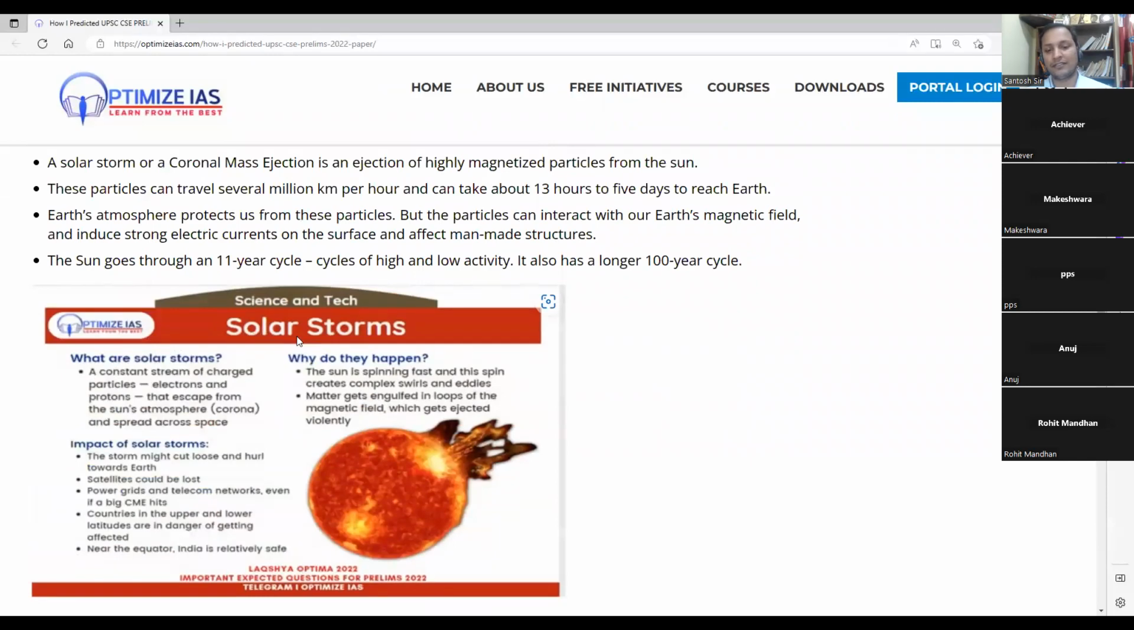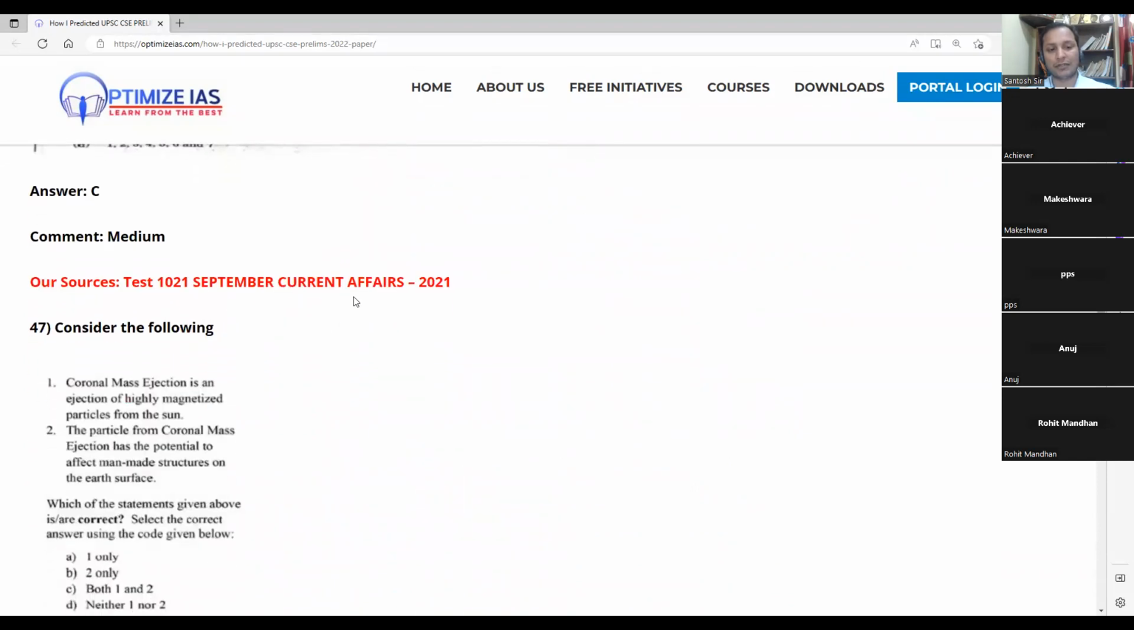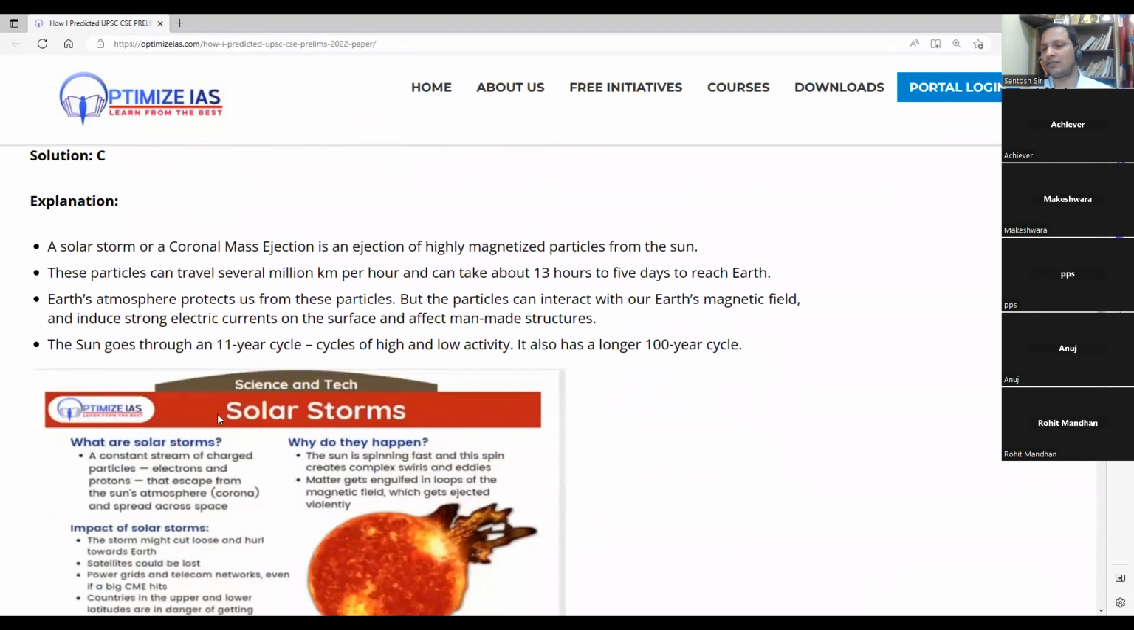You see solar flare. I had given it in Optima. Okay, solar flare. Question also I have given in my September current affairs. Coronal mass ejection. You see, because it was in news.